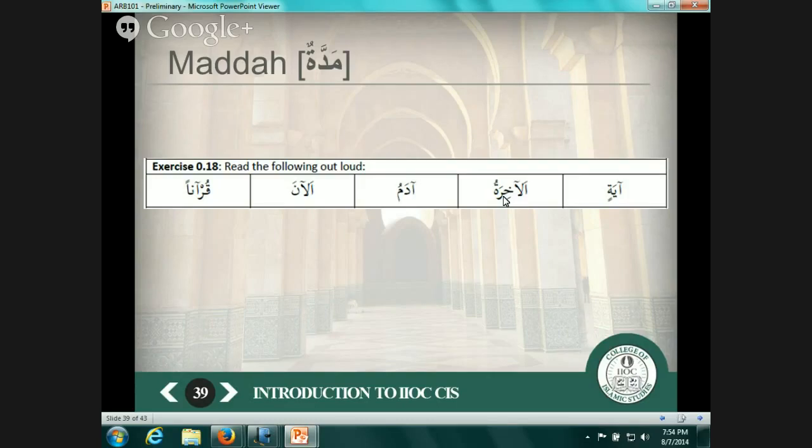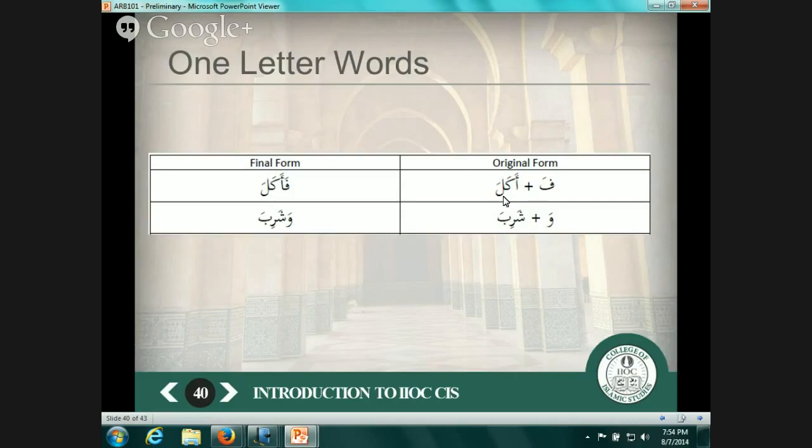Okay, we're almost done with this. One letter words. This is even easier than what we've just covered. So, simple thing. Any one letter word like fa, wa, I'll teach you what they mean later. If you ever take a one letter word, fa, and you add it to another word, or wa and another word, you write it together, right? So you get fa, akala. So basically what we're learning here is, whenever you have any one letter word, fa is actually a word.